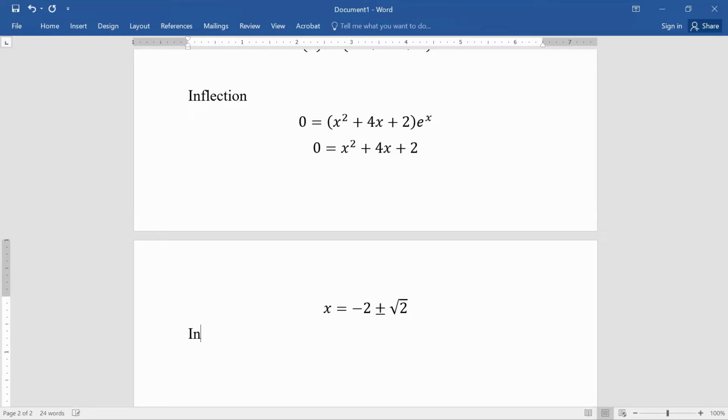I don't like writing square root of 2 at this stage, so instead I'm going to approximate this. If I take -2 plus square root of 2, I end up with about -0.59. And if I do -2 minus square root of 2, I end up with about -3.41.